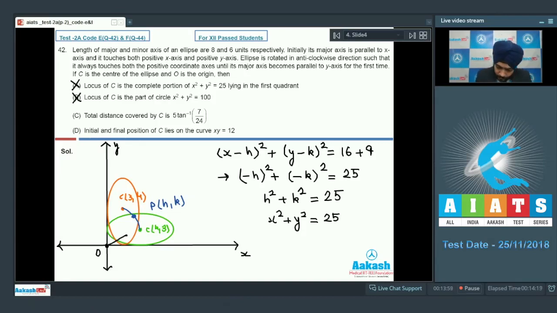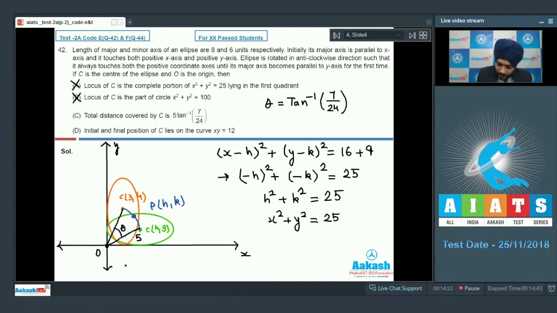What you have to do is calculate the slope of this line and the slope of this line. The distance is 5 and this is angle theta. So L is equal to r theta, the concept of trigonometry. So theta will come out to be equal to tan inverse of 7 by 24.